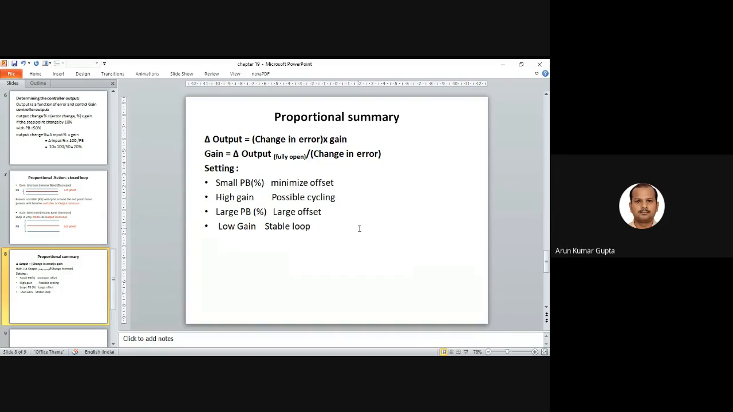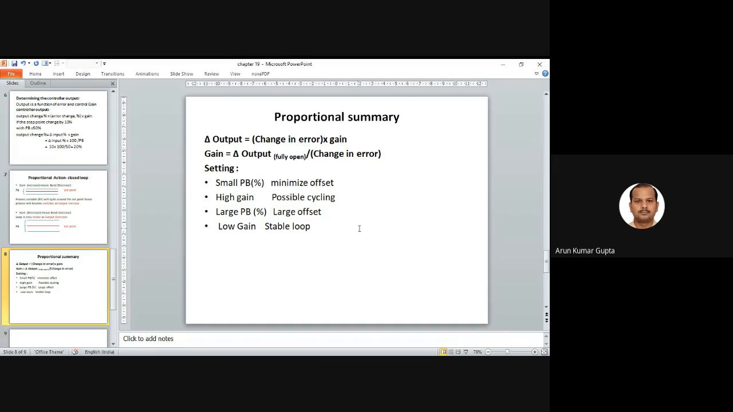Here is the whole summary of what we have discussed. Output is basically change in the error, which is the input, times gain. Gain is y by x. Y by x means it is fully open.